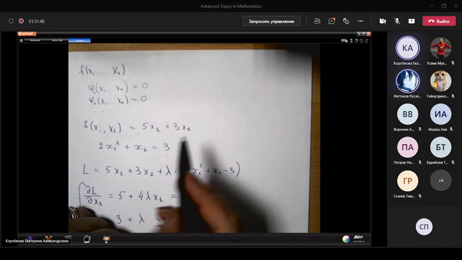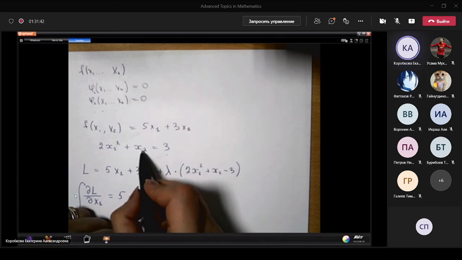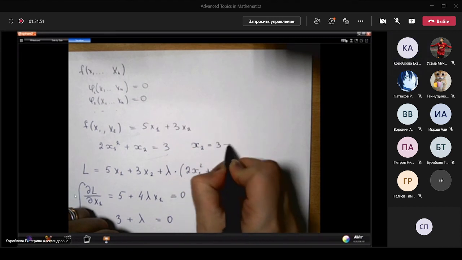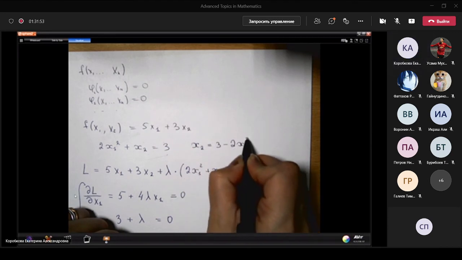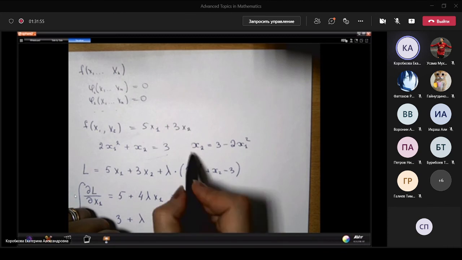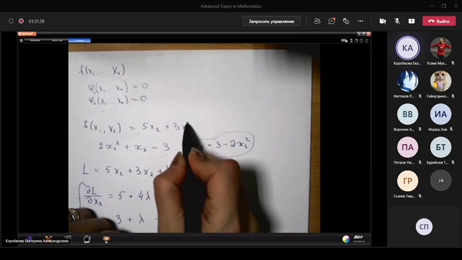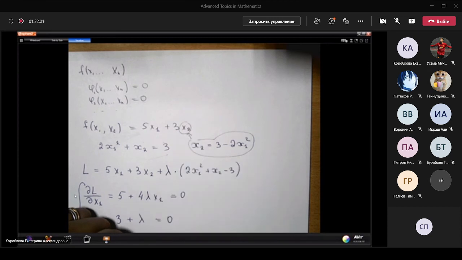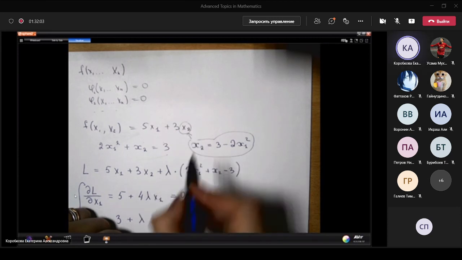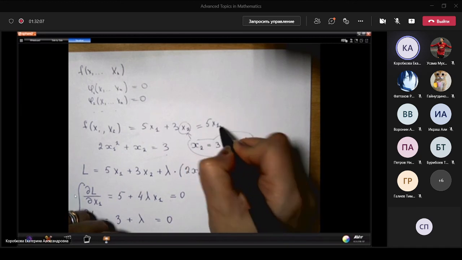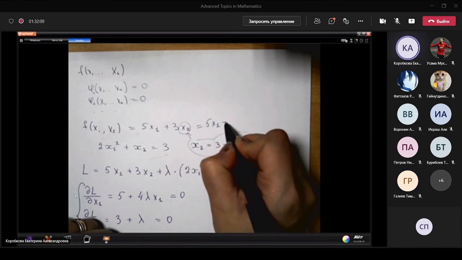Yes. So we can find the value of x2 from our constraint and put it into our objective function instead of x2. And then we'll get just the function of one variable.